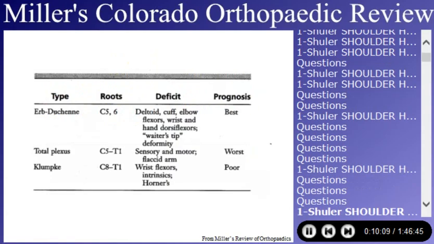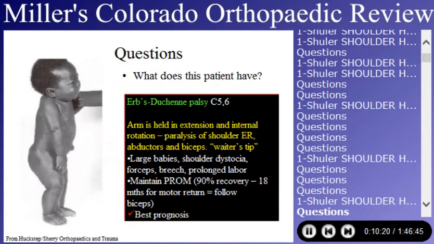Obstetrical palsies are also fair game. Erb-Duchenne's is the best, C5, C6. I'll show you a picture of what that looks like. The worst is total plexus involvement. What does this patient have? Erb-Duchenne's palsy. Arm held in extension, internal rotation, because you have paralysis of the external rotators.